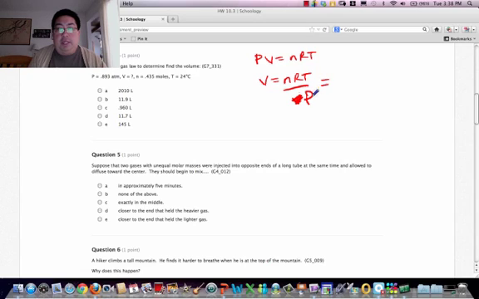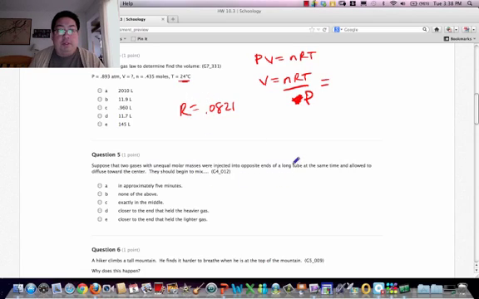Let's see, you can plug in your numbers here. Remember, R is going to be 0.0821, and you have your other values, right? And remember, with this temperature, you have to convert it to Kelvin, and I think the rest we're good to go.